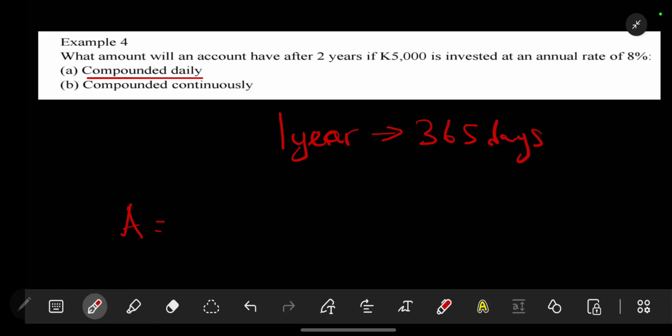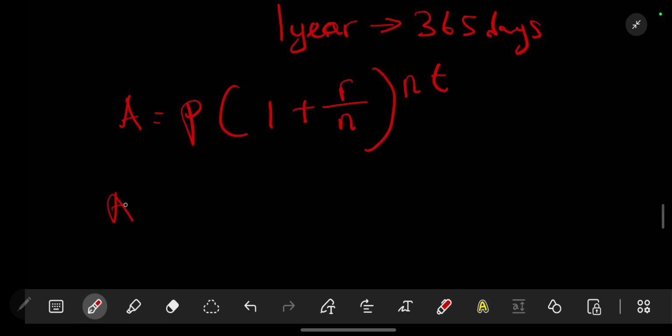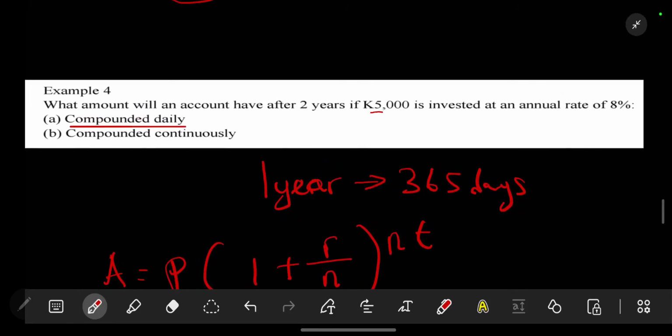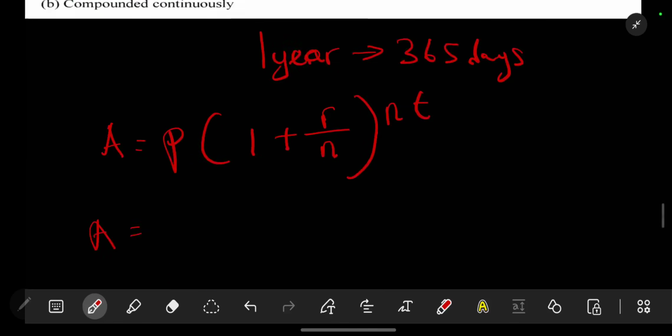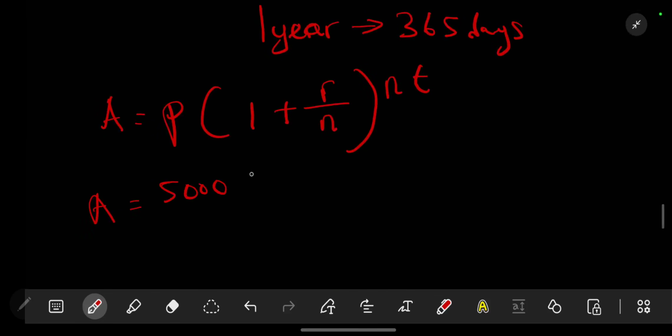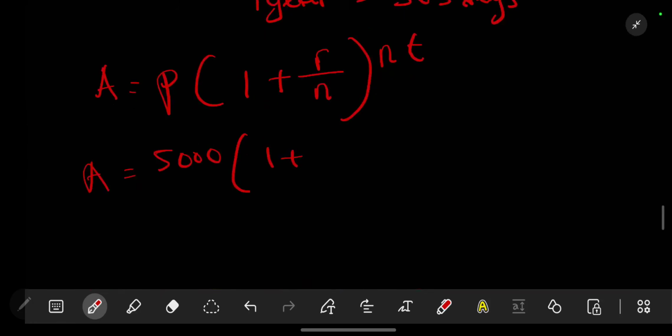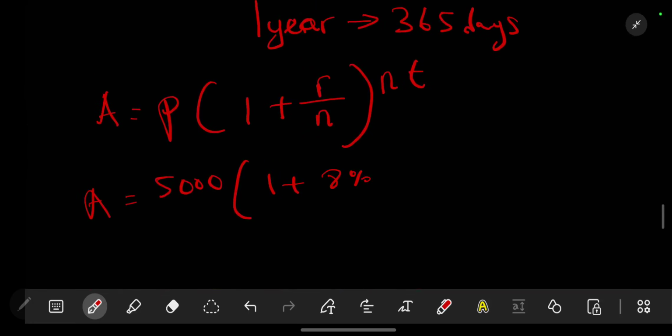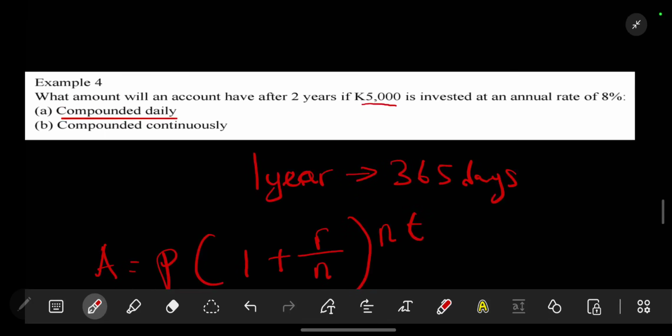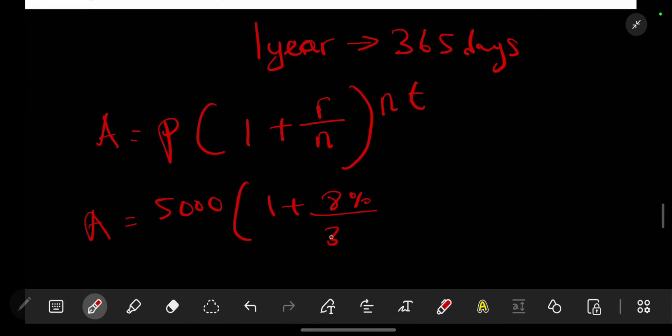So our A is equal to the principal times 1 plus R over N, to the power of NT. So this gives us a value of A equal to, what is our principal? The amount invested is 5,000, so we say 5,000 times 1 plus our interest rate of 8% over N, where N is the number of times compounded, which is 365.